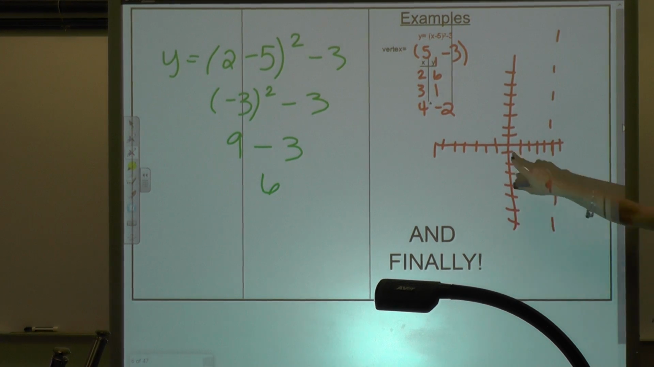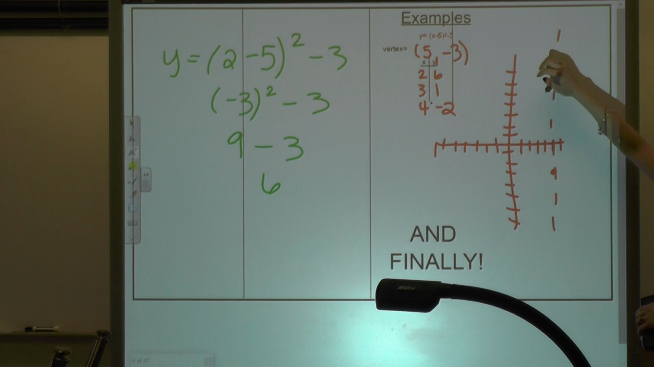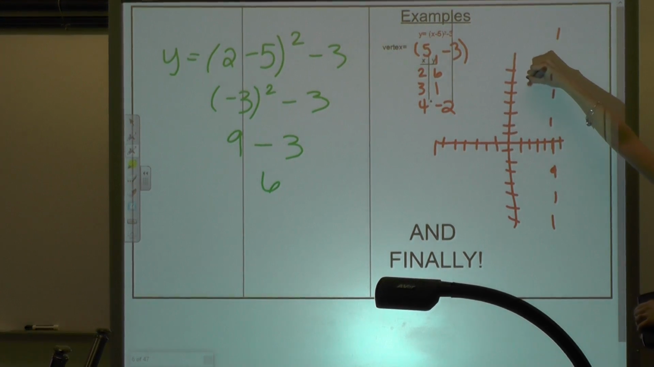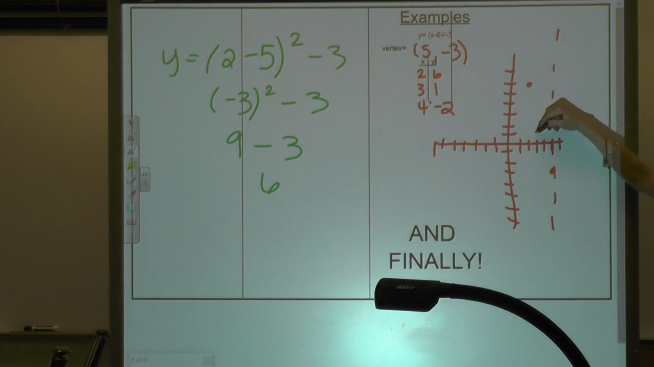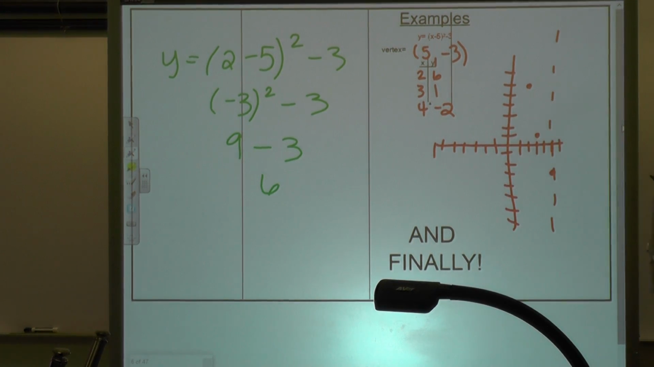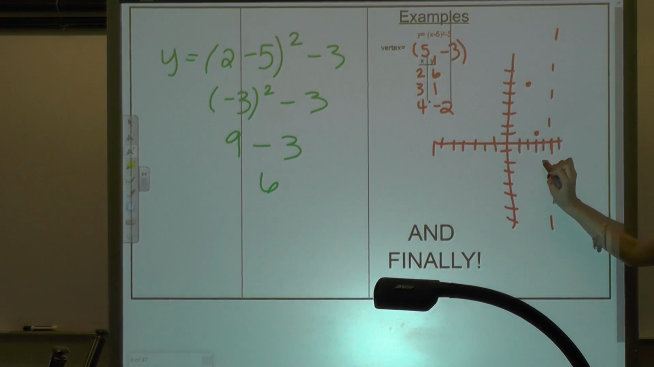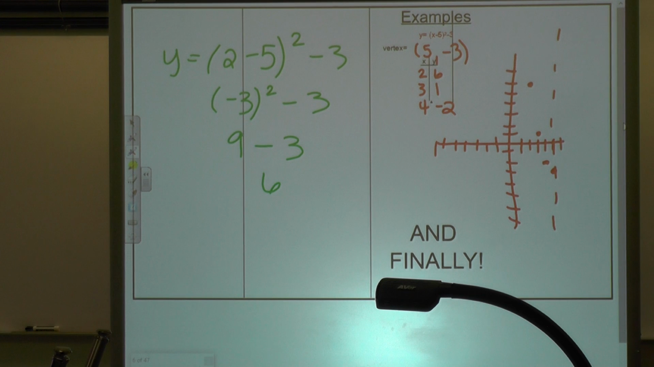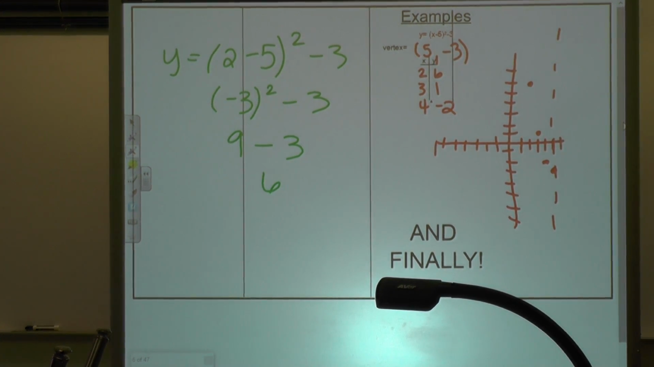So I've got (2, 6). I'm going to go over 2 and up 1, 2, 3, 4, 5, 6. I can graph (3, 1), so over 3, up 1, and (4, -2). Did I need that many points? No. You don't need that many points. But I just picked more to give me a little bit more to work with.